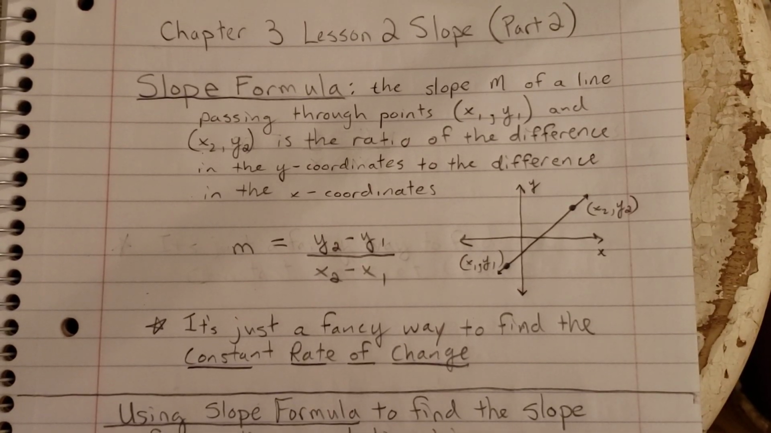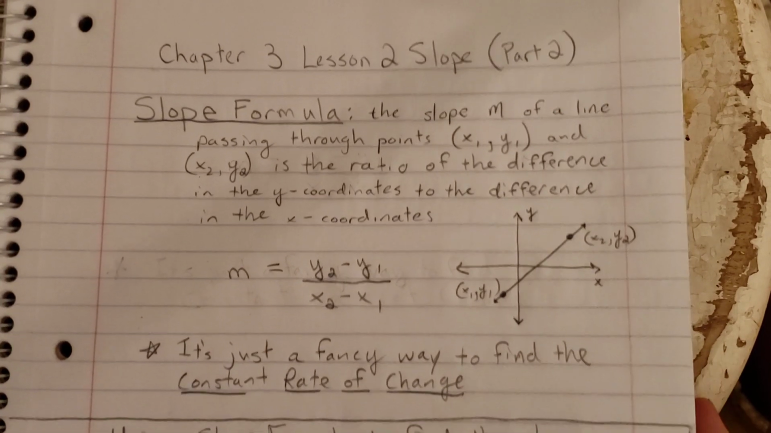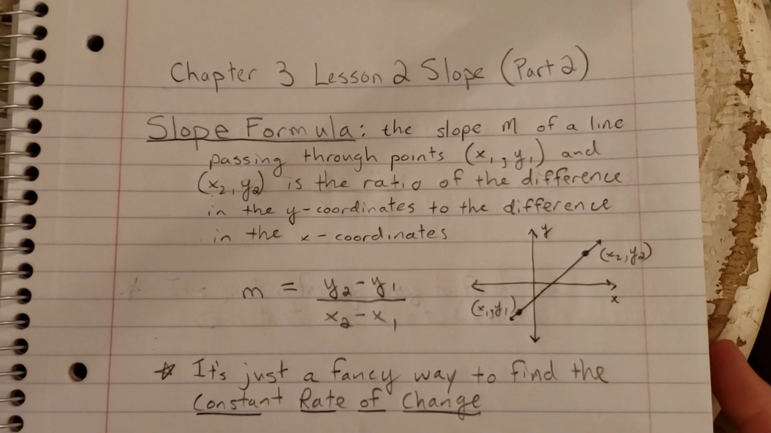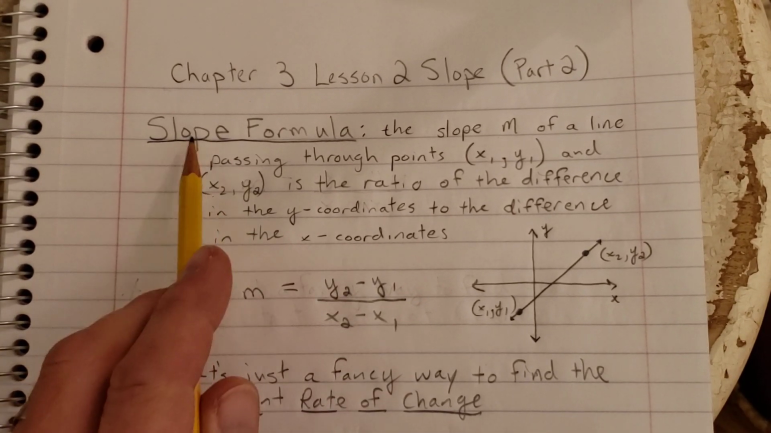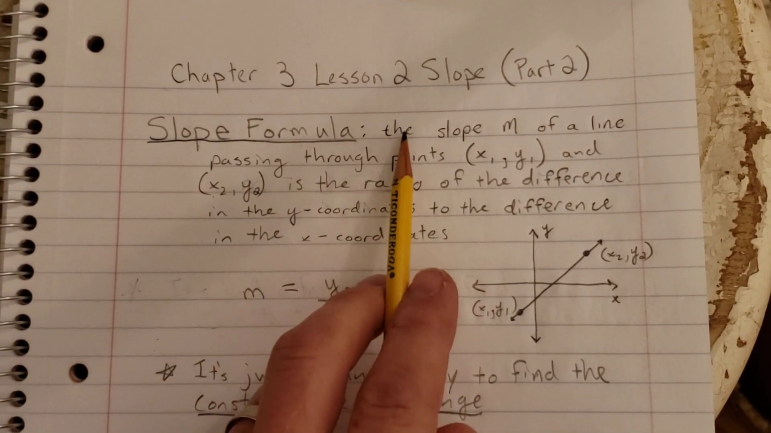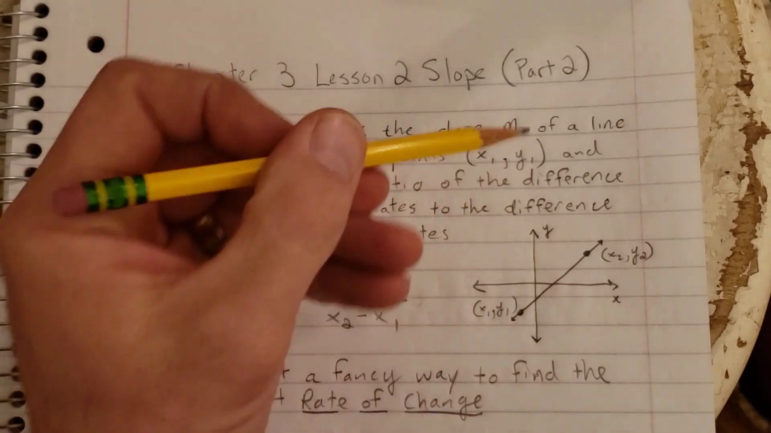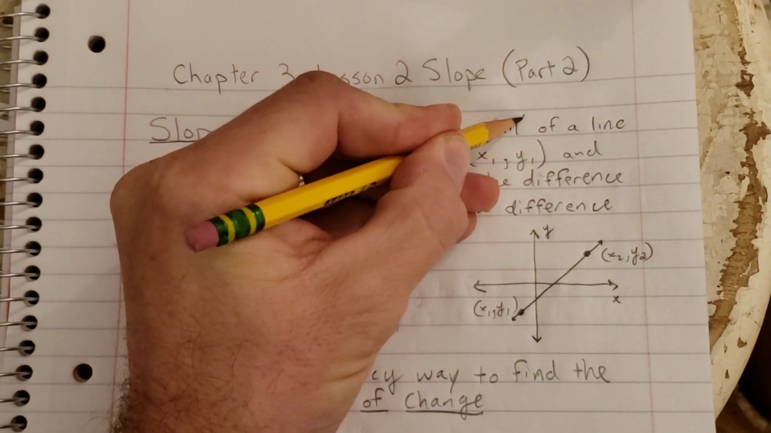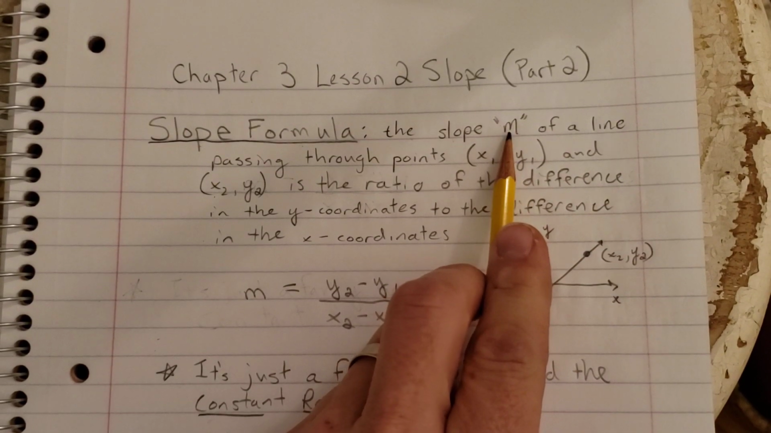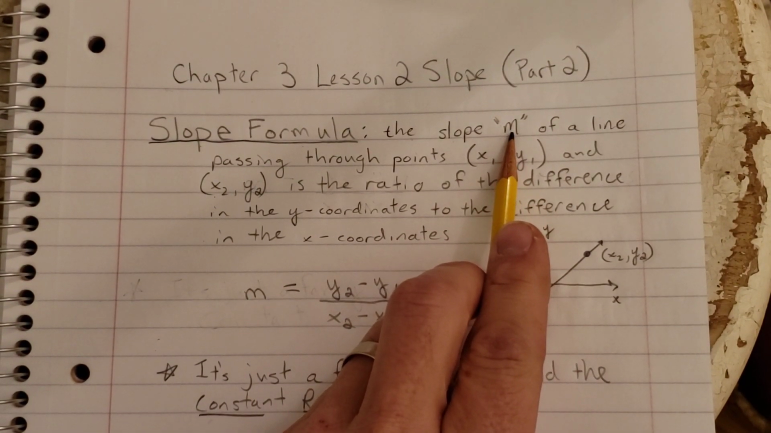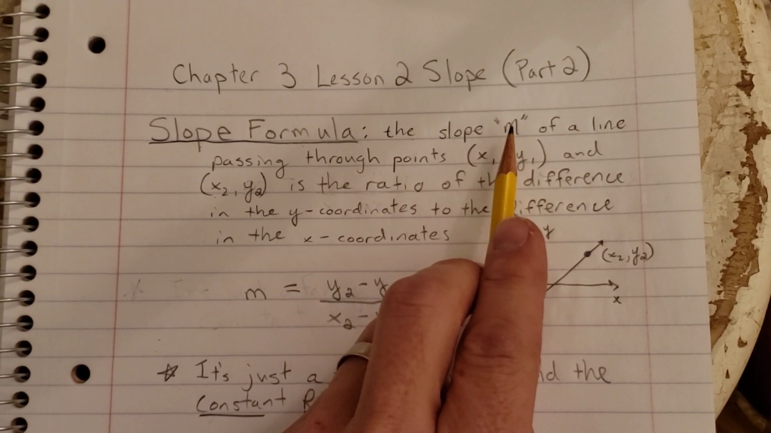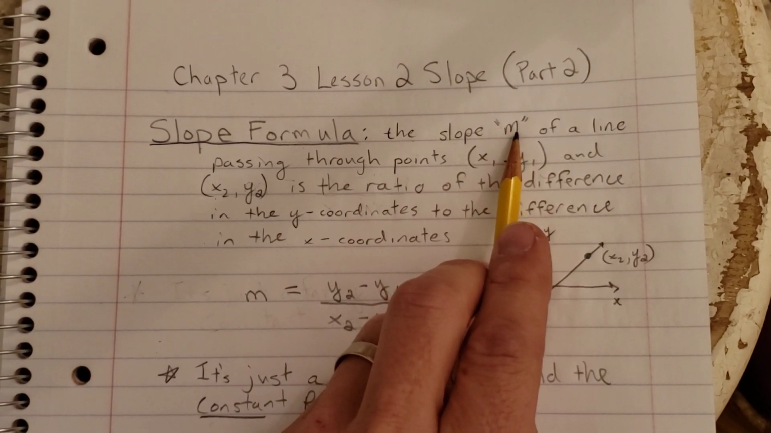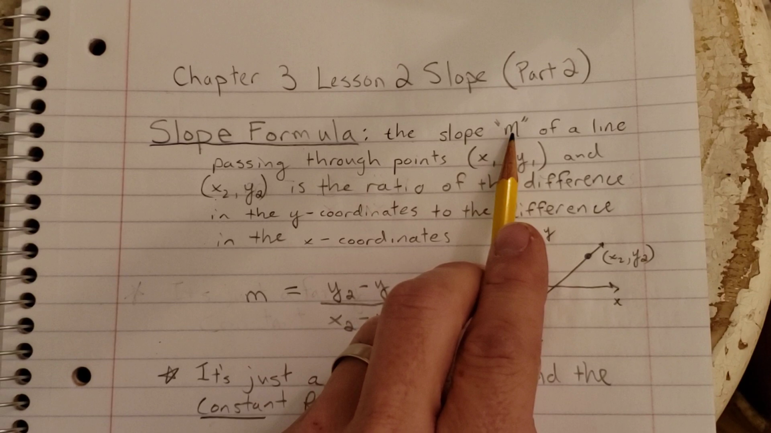Slope and rate of change is just the change in y over the change in x. Now we're going to take that idea, extend it, and build a formula. This formula is called the slope formula. The slope m, we haven't really talked about that letter that people often use for slope. This variable m is often used to indicate that you're finding slope.